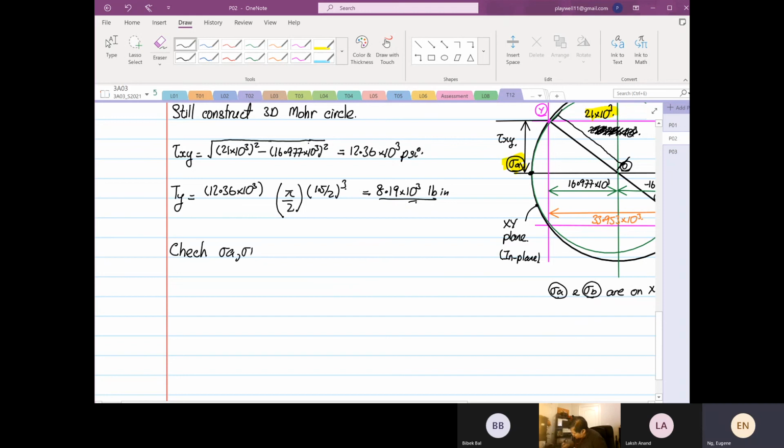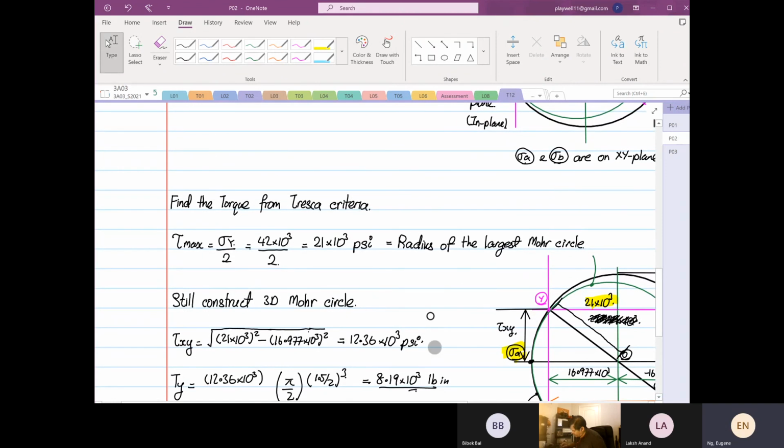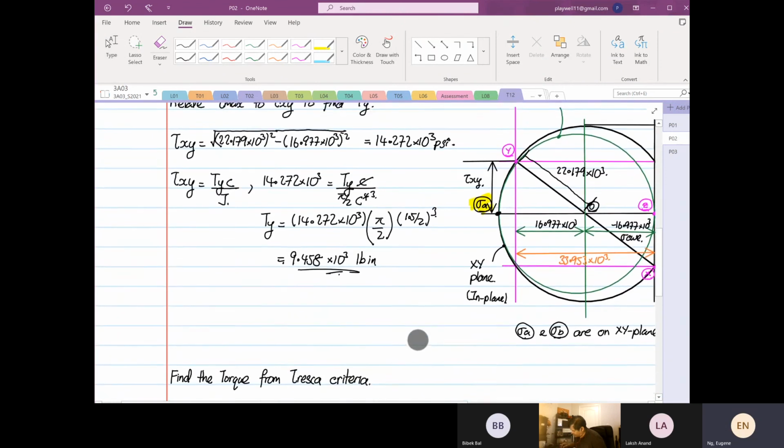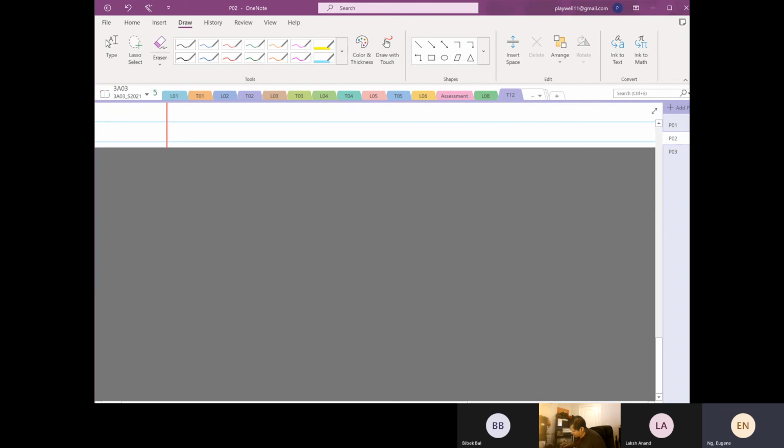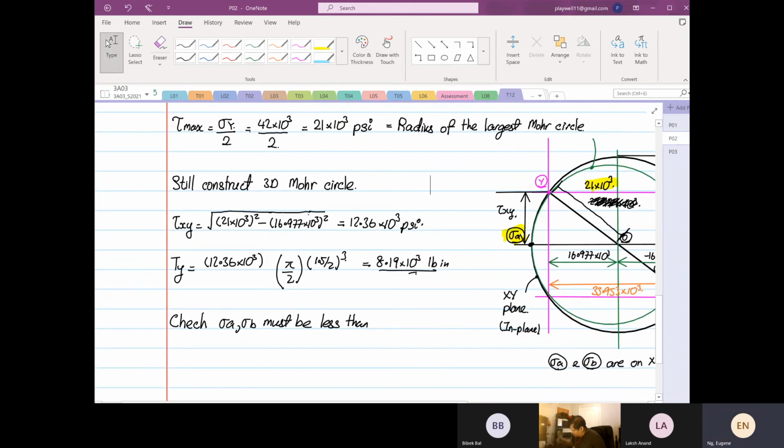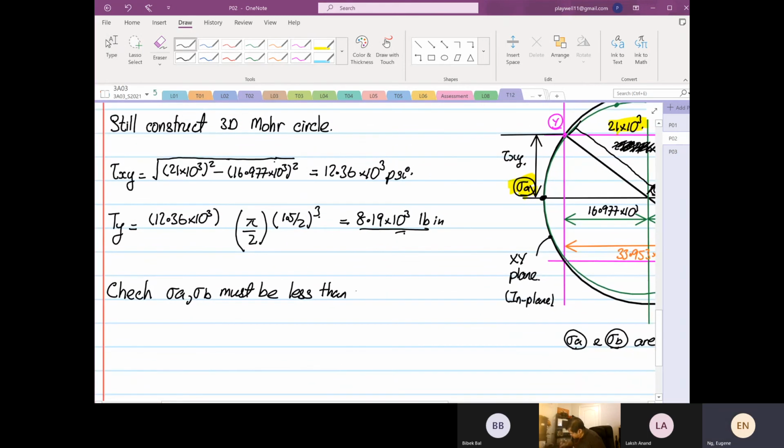Stress A and stress B must be less than 21 or 42, right? Less than 42. Is it 42? Yep, 42. Plus or minus 42 times 10 to the power 3 psi. Okay, we have to check.